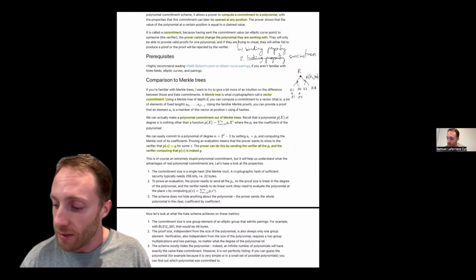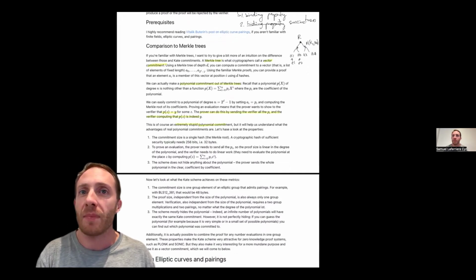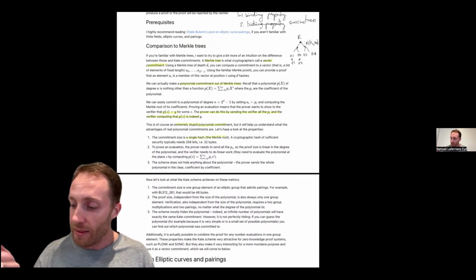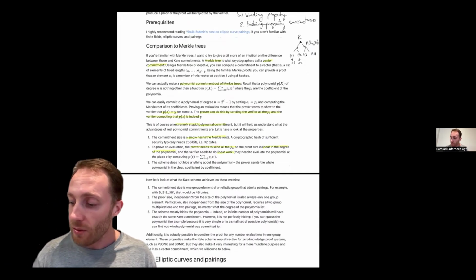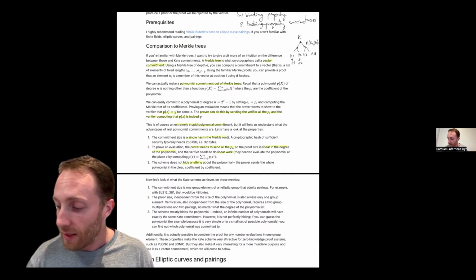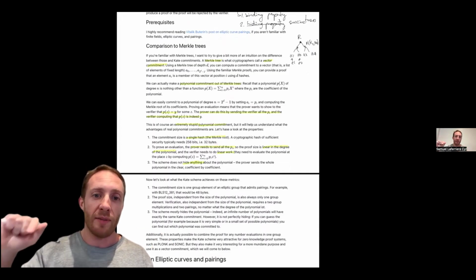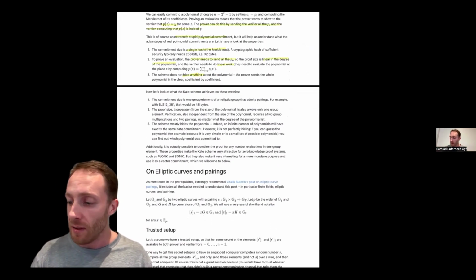Of course, he goes on to say that this is an extremely stupid polynomial commitment because the commitment size is still a single hash, so that's good. But then to prove an evaluation, the prover needs to send all of the p_i. So the proof is already linear in the degree of the polynomial, and the verifier also needs to do linear work, which is the bad part. Of course, it's also not hiding, because I have to reveal the entire polynomial. I can't just reveal a single point of that polynomial.